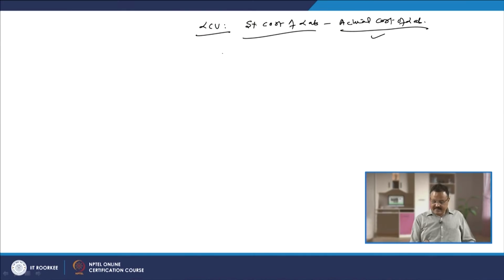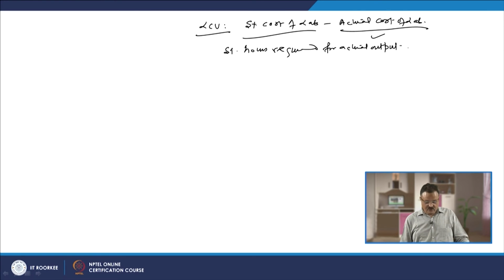But you upscale it. For example, we are not to produce 800 units. If we have to produce 810 units, then how much should be the standard labor cost? So, you have to upscale that, and for that what you have to calculate is the standard hours required for actual output.